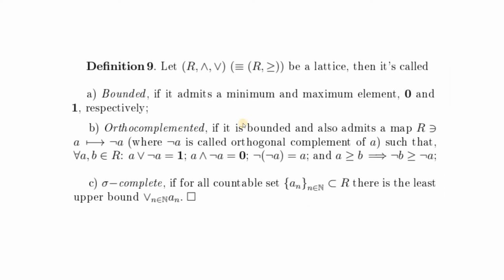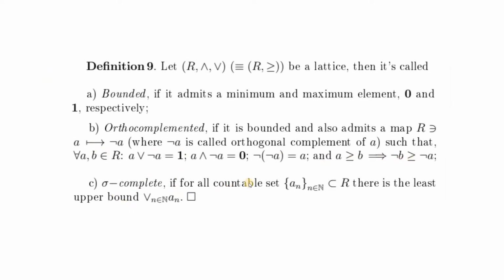The following are very important properties of lattices, which we will need in the future. A lattice is bounded if it has, from the partial order point of view, a maximal and a minimal element, which is denoted in this way. It is also complemented if it is bounded, and if you have what in propositional logic would be the negation operator, or orthogonal complement, which satisfies the following properties.